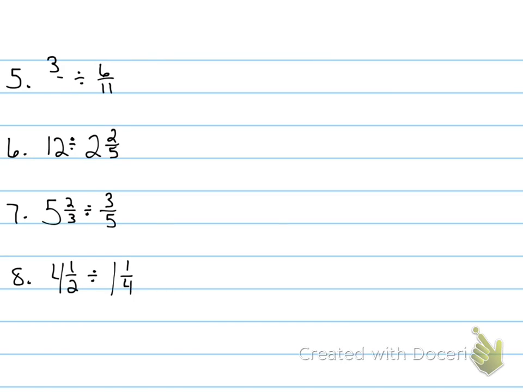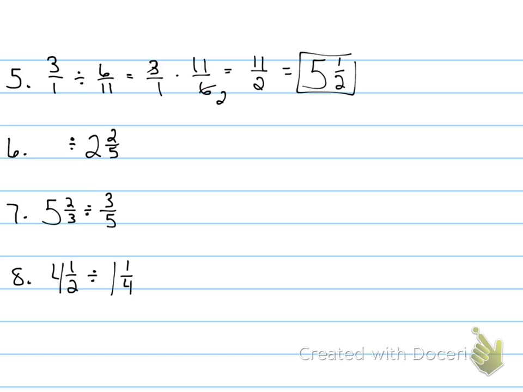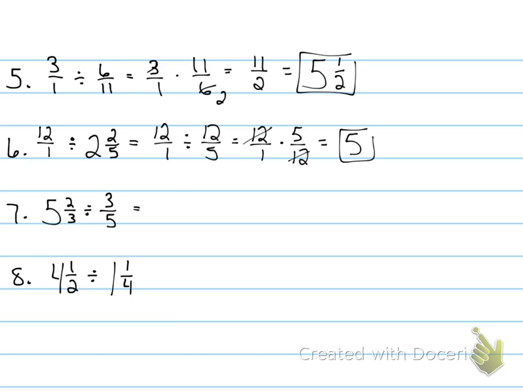All right, first one, 3/1, flip my second fraction, cross-reduce, 5.5. Did you get it? 5.5. Second one, write it as a fraction, flip it, and you get 5. That's when cross-reducing can really help because your 12s cancel, and then you're just left with 5.